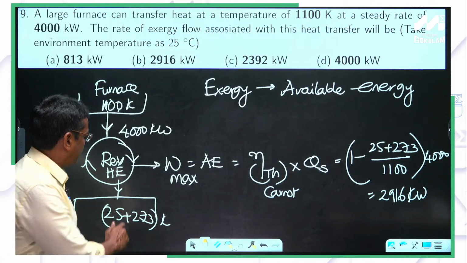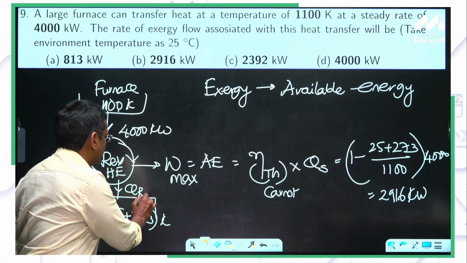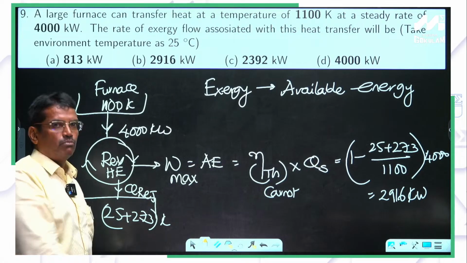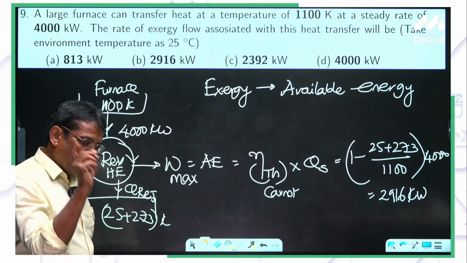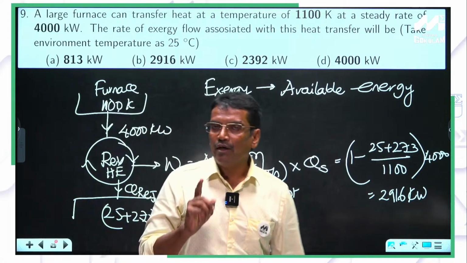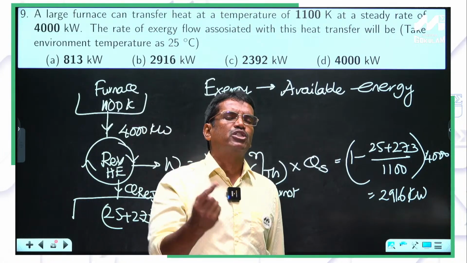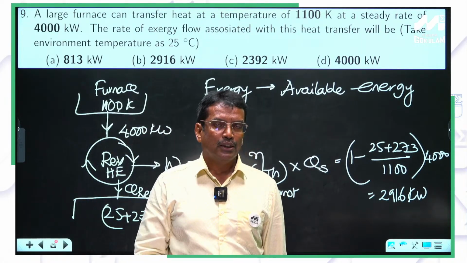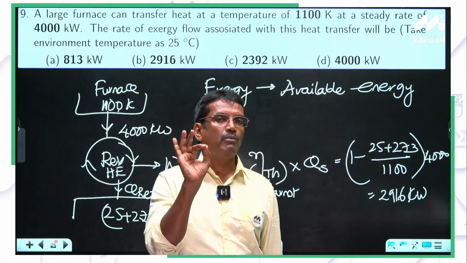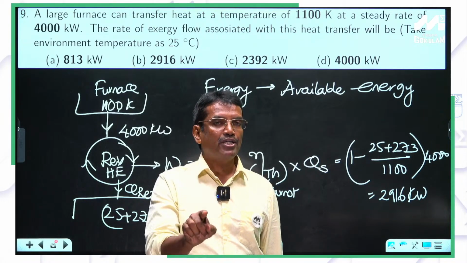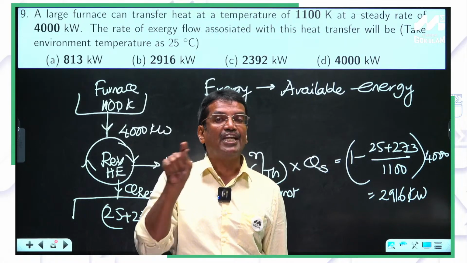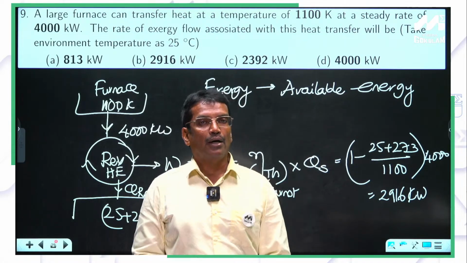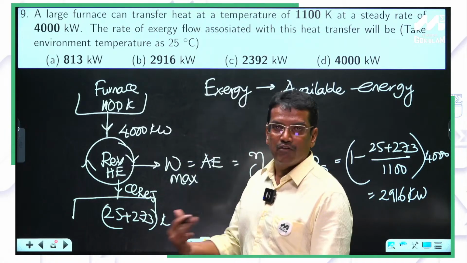You can reject the heat at the environment temperature. The lowest possible temperature you may attain for any sink will be that of the environment. So, in the concept of available energy, the environment plays a very significant role. The concept of available energy will be understood only if you know the role of the environment represented by T naught. T naught is that symbol given for the environment.